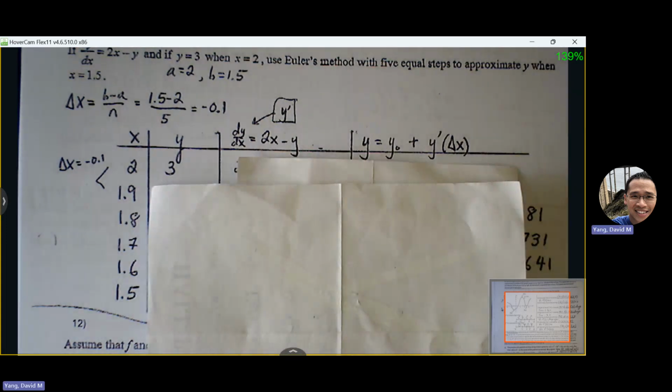Then step by step, you're just going through and gathering your y value. Once you get your y value, you update it and let that be your next values to plug into your dy dx.